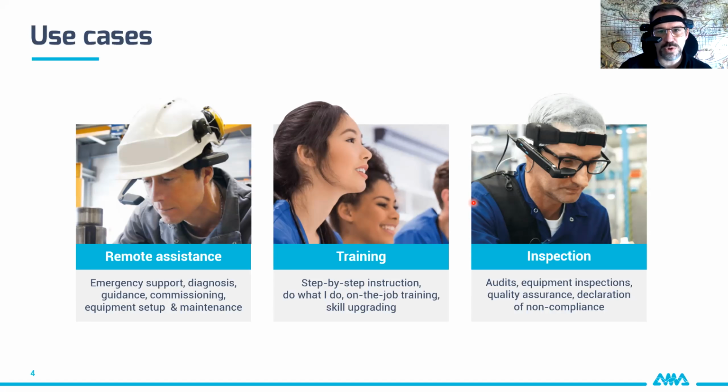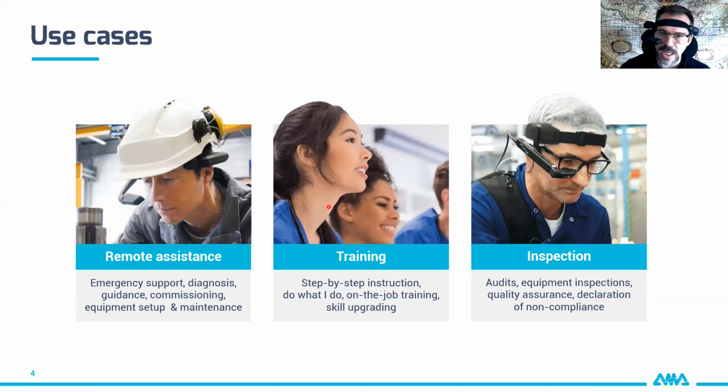So this expert will guide the local operator to fix the problem because he will see what the local operator sees thanks to the camera on the glasses. And the operator will understand what to do based not only on the discussion with the expert, but also on the pictures that can be shown in the small screen in front of his eyes. So this is the emergency support, but there is not just that. There is also commissioning or normal maintenance or setup of new machines. So every time you need a local expertise but you don't have it, you can actually transport it virtually thanks to our tools. So that's the first set.